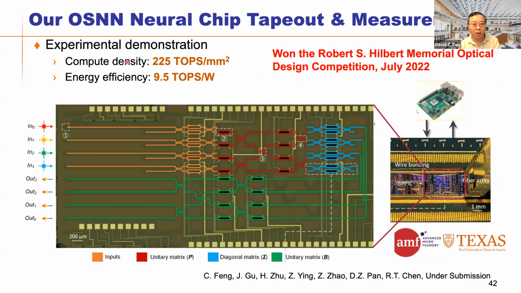We actually even taped out optical neural chips using this kind of architecture. As you can see, here is the chip, and we also have done the measurements, right? We found that it can actually get really good compute density and energy efficiency. And this is a chip that we ultimately fabricated, bonded and packaged. Also, my students just won the Robert Hilbert Memorial Optical Design Contest in July, which is sponsored by Synopsys.